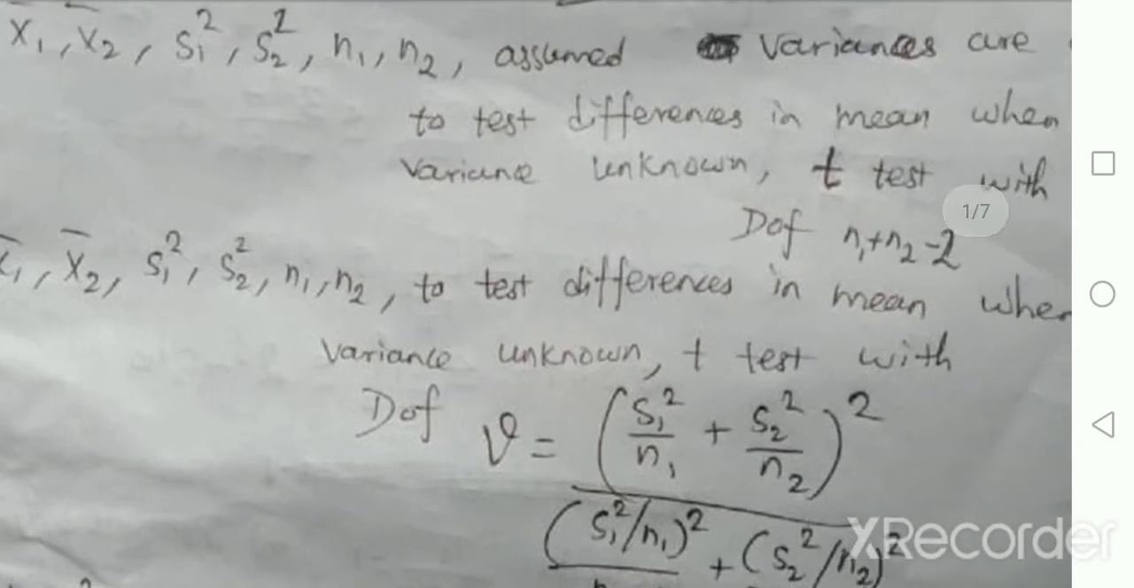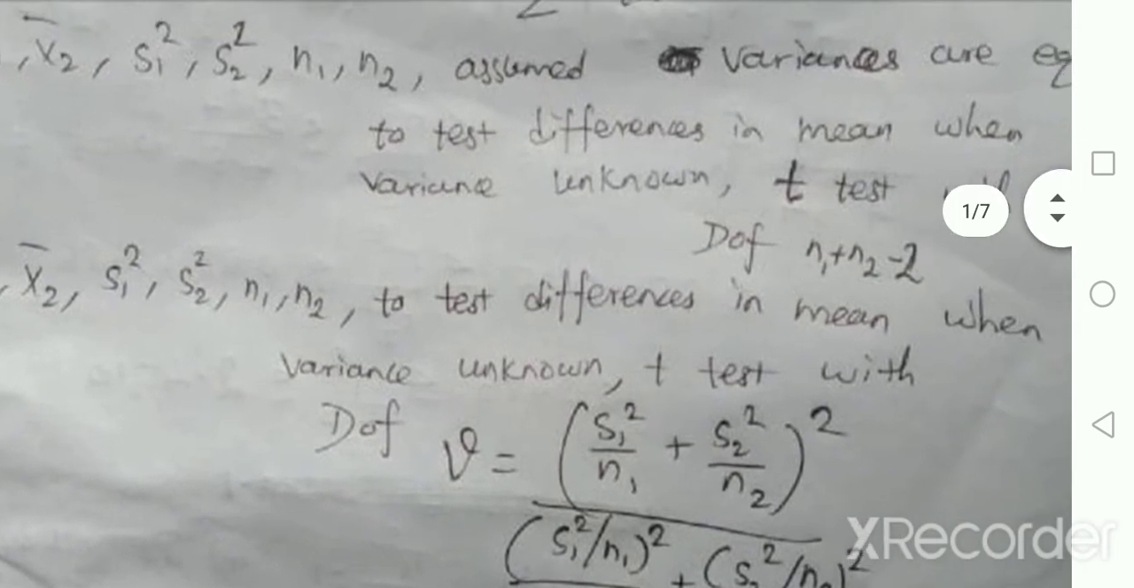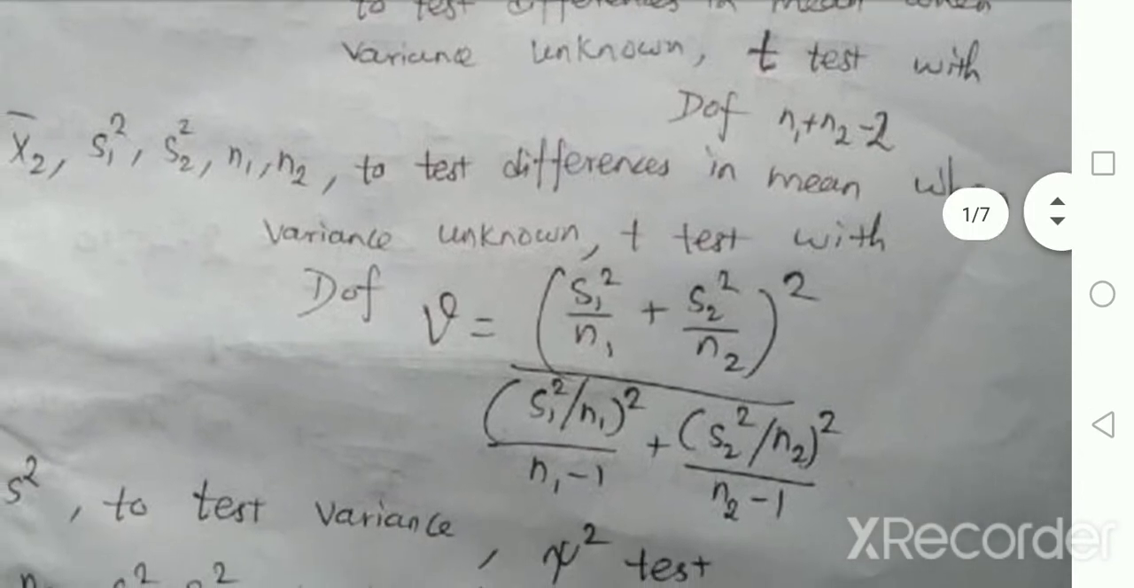In the same type of question, maybe the two sample sizes n1, n2, the two sample variances s1 squared, s2 squared, and two sample averages x1 bar, x2 bar are given, but there is no information about variance. Here we can apply testing about differences in mean when variance unknown with the t test, and for the degrees of freedom we can apply this formula, the v formula.